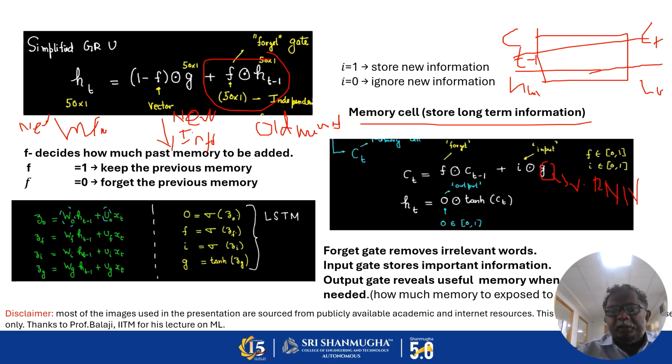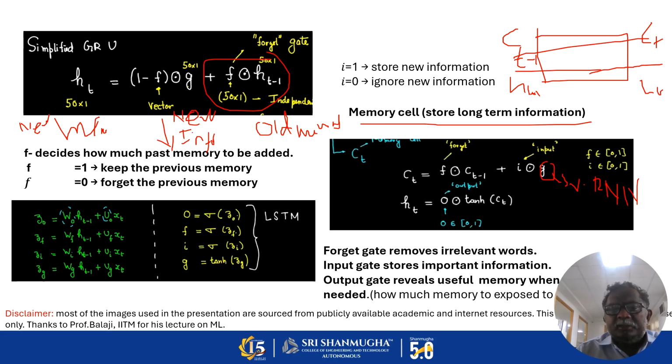As I said, the forget gate removes the irrelevant information, and the input gate takes care of the new information. If I is equal to 1, it stores all the information. If I is equal to 0, it doesn't store any information. Similarly to F, the range of F varies from 0 to 1, and I also ranges from 0 to 1. So this is the cell state.